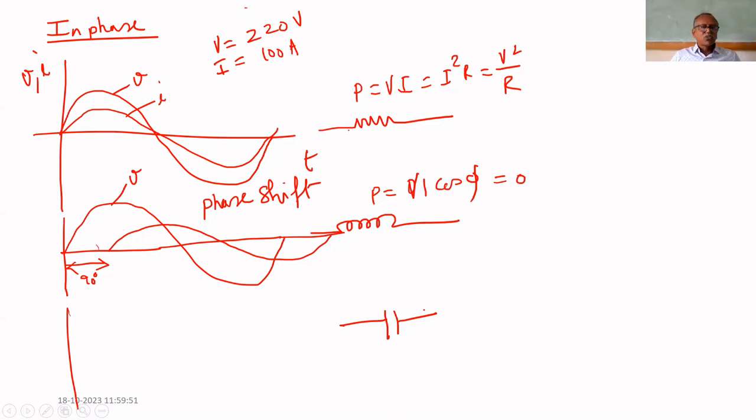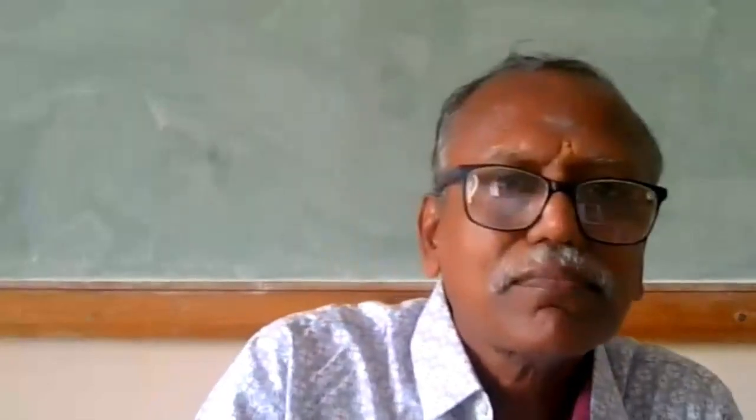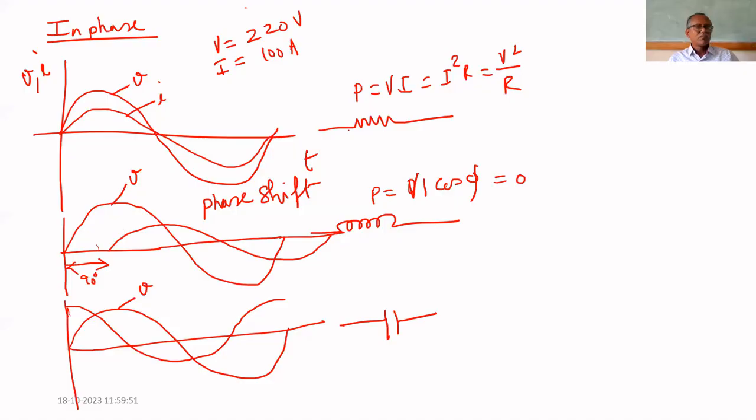If you take a capacitor and pass AC, this is the voltage. What will happen? The current will lead. Lead means here maximum, it will be maximum here. It came 90 degrees in advance.